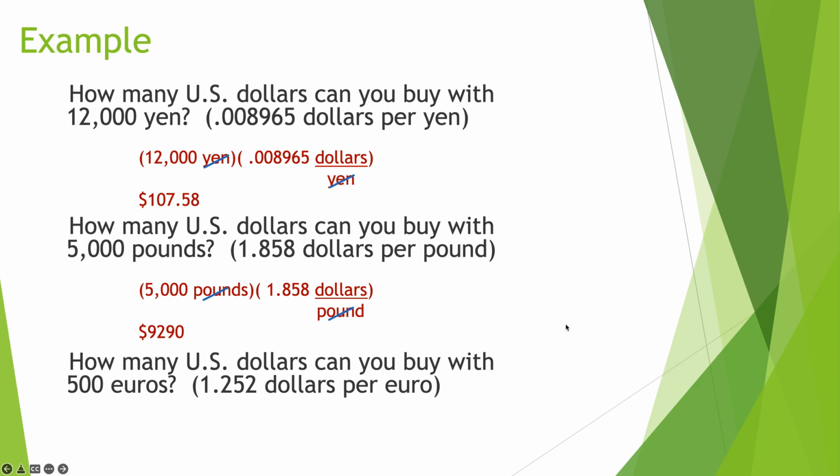How many US dollars can you buy with 500 euros? There's $1.252 per euro. Go ahead. 500 euros times $1.252 per euro. Cancel out the euros. That leaves me with 626. Remember, you're multiplying here. 500 times 1.252, $626.